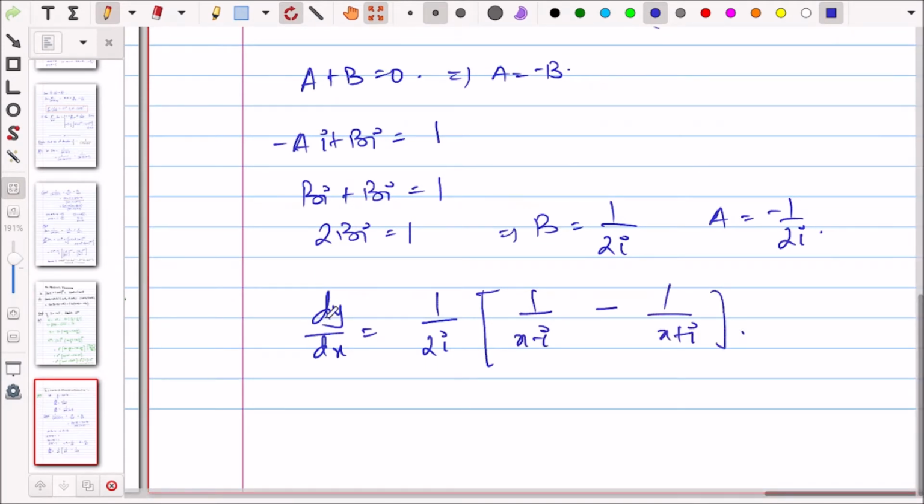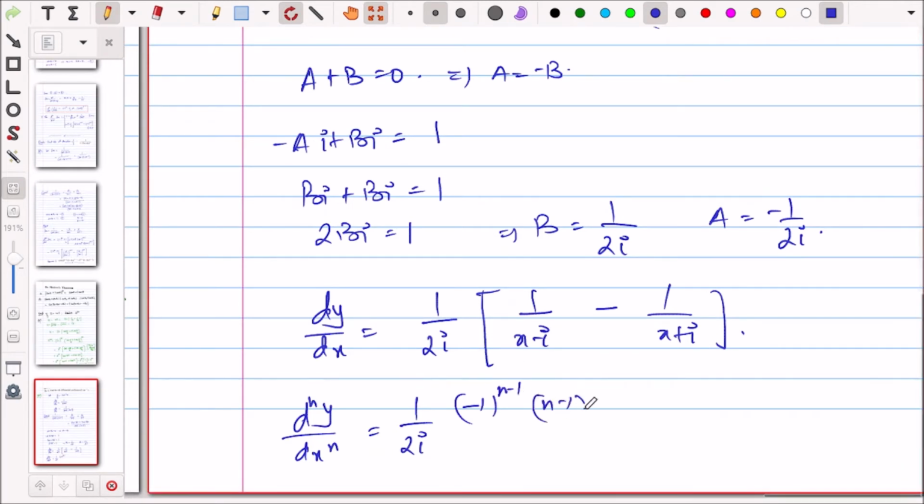So now because we have already differentiated it once, we will now differentiate it n minus 1 times. So d^n y by dx^n will become, this is constant, this will be outside, and because you are differentiating it n minus 1 times, this will be minus 1 to the power n minus 1, n minus 1 factorial, and here, because a is 1, you are not getting any power, so this will be x minus i to the power n plus 1 minus 1 by x plus i to the power n plus 1.